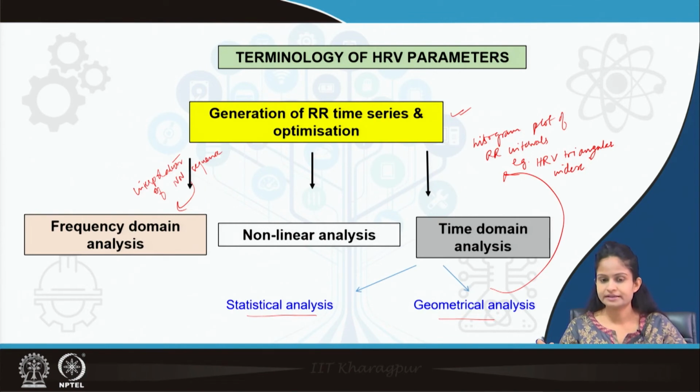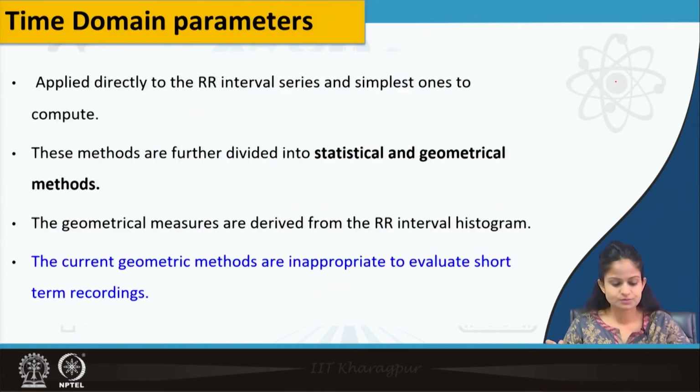But the main important thing is to make sure all the NN intervals are plotted in the histogram, so the recording should be very long. For example, we need at least 20 minutes of recording, minimum 20 minutes, and the maximum can be a 24-hour recording. For this long term HRV can be done, but for short term HRV, which is 5-minute durations, geometrical analyses are usually not done. So for that we use the statistical analysis, which is easy to apply and applied directly to the RR interval series.